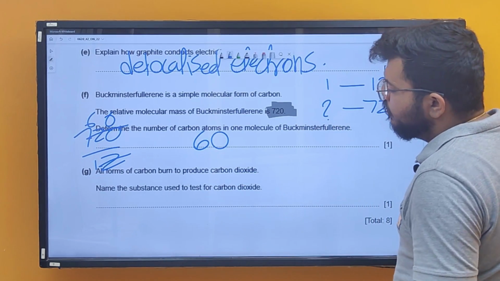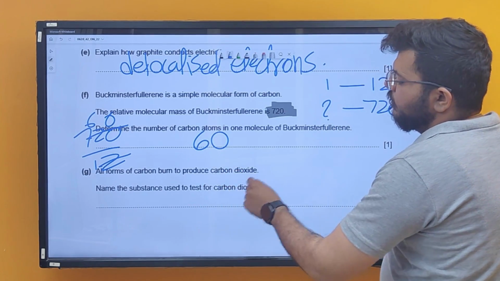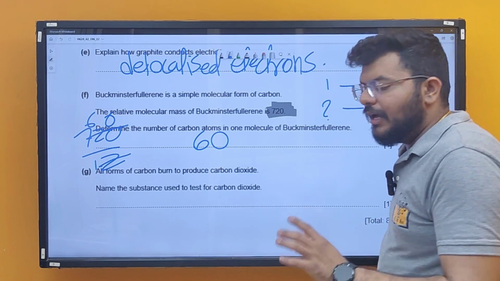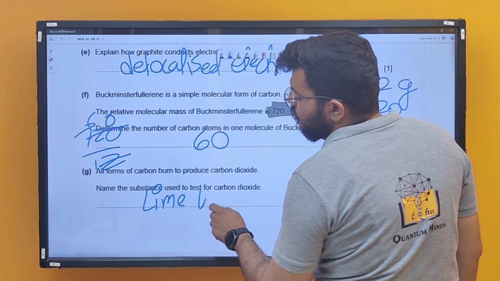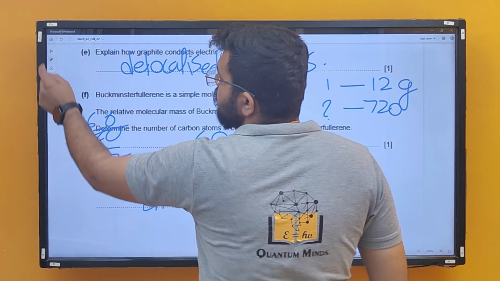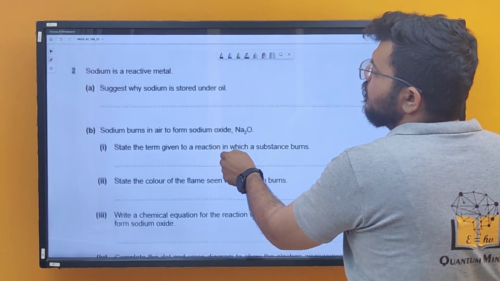All forms of carbon burn to produce carbon dioxide. Name the substance used to test for carbon dioxide. Lime water is turned milky by carbon dioxide. So my answer is lime water. Right? Carbon dioxide turns lime water milky. So that is the answer.